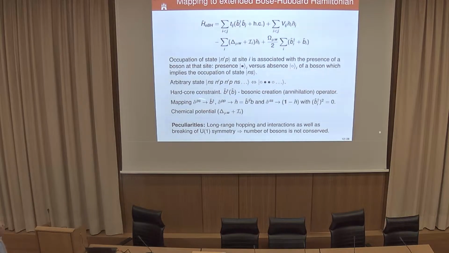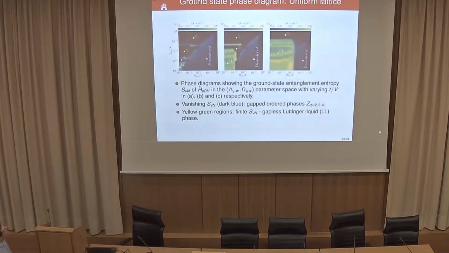So this is a system where you can have on a site only one excitation. It's therefore a hardcore constraint. That's what these people talk about. And of course b dagger squared is 0 because you can't have two excitations on a site. So that gives this Hamiltonian with these peculiarities. So extended, this is the small e as an index. So long-range hopping, interactions, breaking U(1) symmetry. So something has to happen if you do that. And here you see what happens.